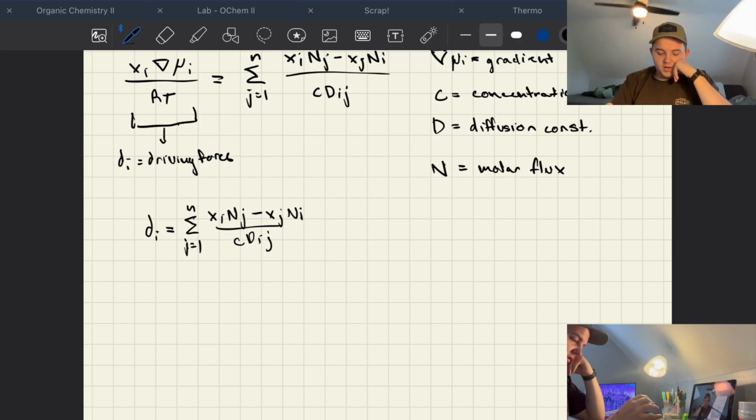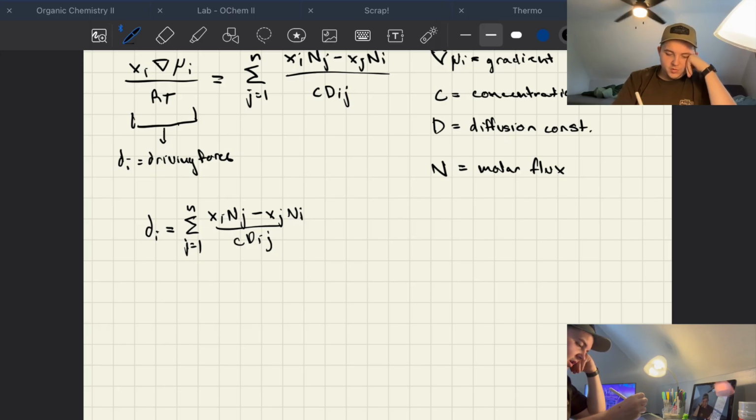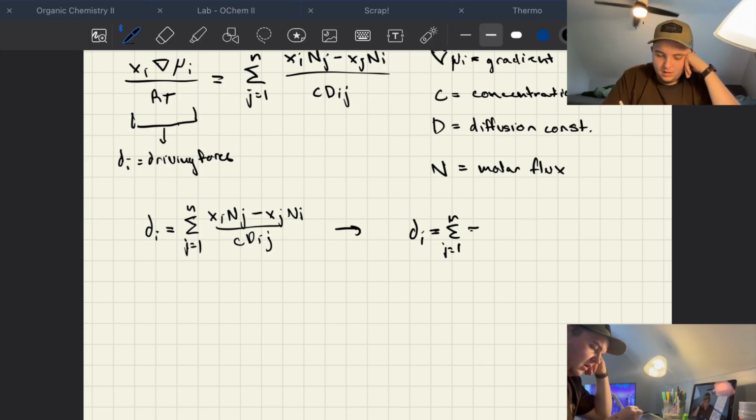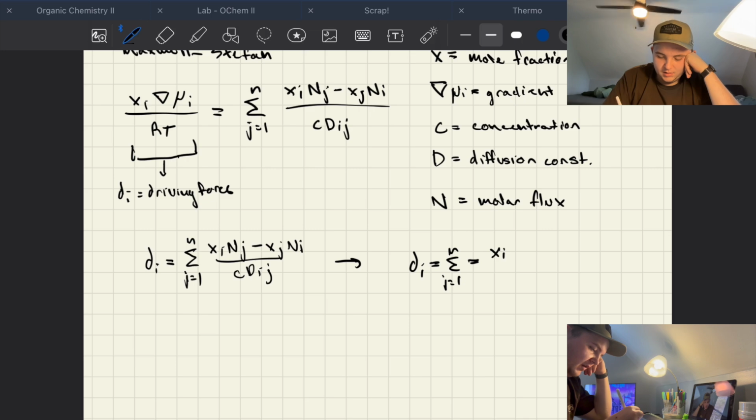And then what we would want to do next is bring in our velocities. So this numerator can be rewritten, and we'll just have our driving force is equal to our summation, which is going to be equal to x_i, our mole fraction of i, times our mole fraction of j, and then multiplied by the velocity subtracted, and then that will be all over just D_ij.